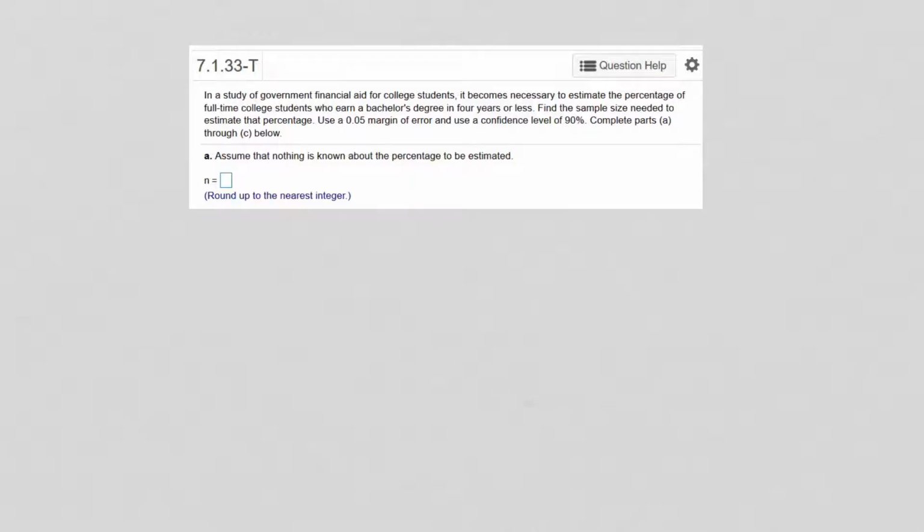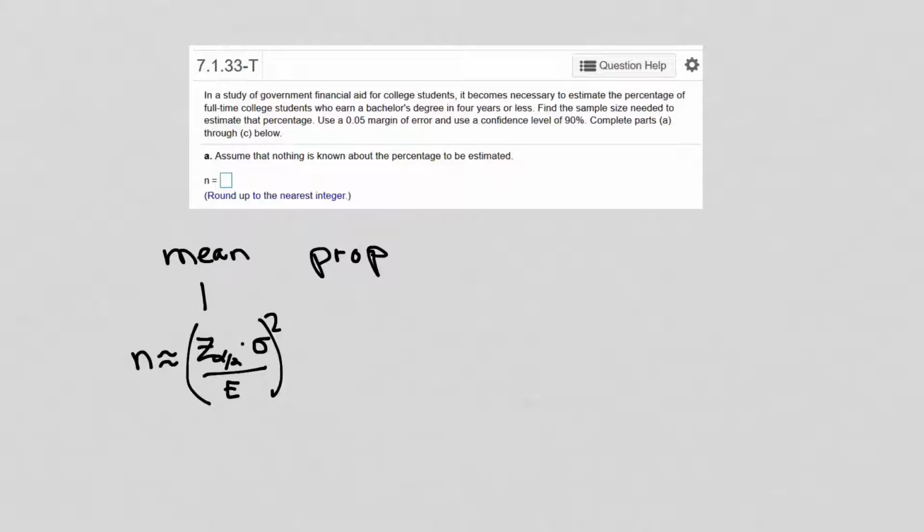In this problem, we need the sample size that is needed to estimate a percentage, which is the same thing as a proportion. So when you're doing these sample size problems, first thing you want to ask yourself is, is this about a mean or is it about a proportion? If it's about a mean, then you're going to use the formula n is approximately equal to z sub alpha over 2 times sigma divided by the margin of error. You take that whole quantity and you square it.